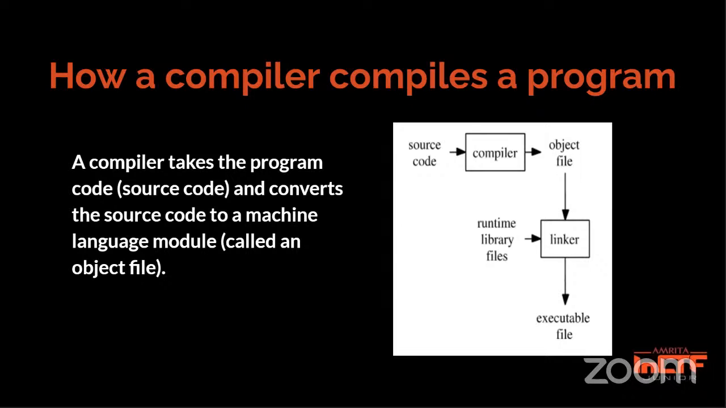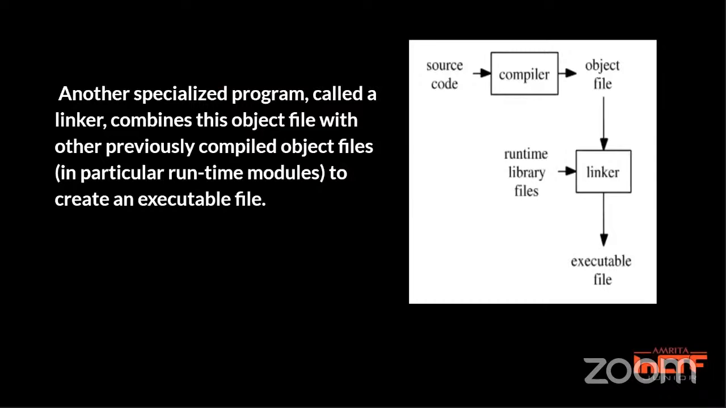So we'll know how a compiler compiles a program. We have source code, which is in a high-level programming language. It can't be understood by computers. The CPU only understands ones and zeros. So the compiler takes the source code and converts it into a machine language module called an object file. Then another specialized program called the linker combines this object file with other previously compiled object files in a particular runtime module to create an executable file. This executable file is the ELF in Linux. It will be an exe in Windows, ELF in Linux. Okay, so next.